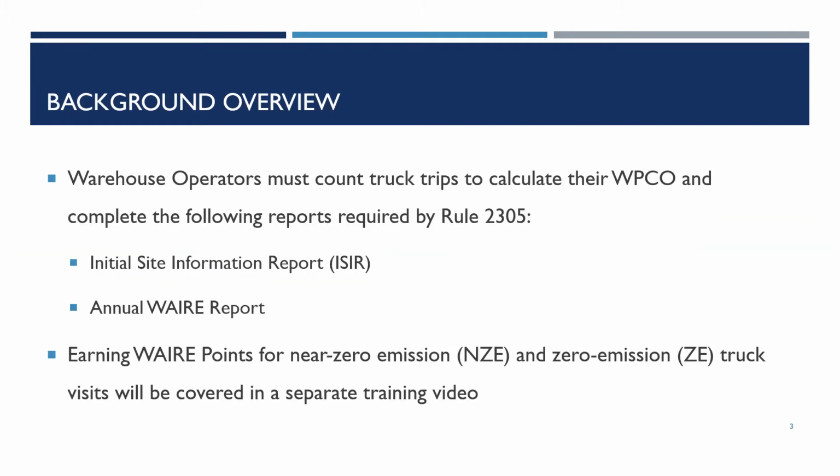Warehouse operators also need to count truck trips to complete their Initial Site Information Report, or ISIR, and their annual WAIRE report. Both of these reports need to include the WPCO, which is calculated based on the number of truck trips. The ISIR includes an estimate of the WPCO required for the annual WAIRE report, which is due after the ISIR. This calculation is not binding. The WPCO calculated for the annual WAIRE report is binding. This calculation can be completed within the WAIRE User Calculator, which is available on our website, aqmd.gov/WAIRE. Earning WAIRE points for near zero emission and zero emission truck visits will be covered in a separate training video.